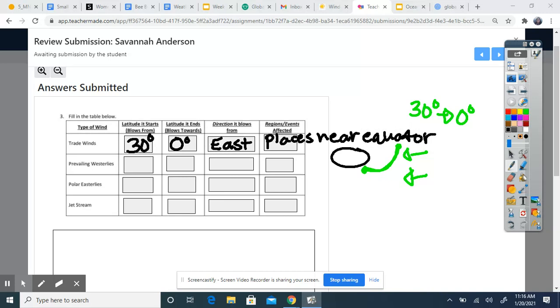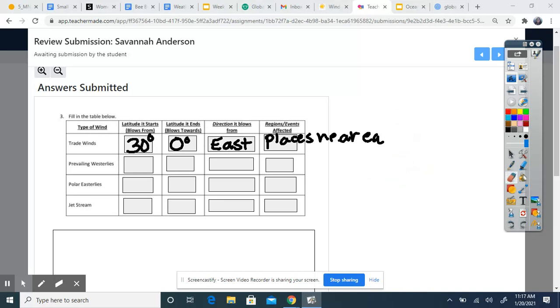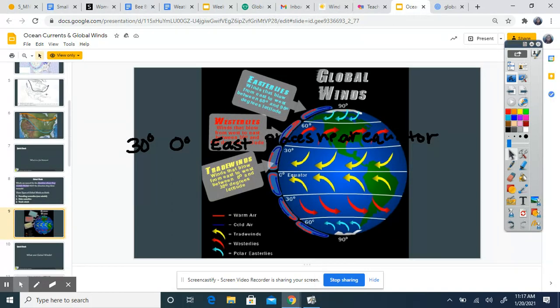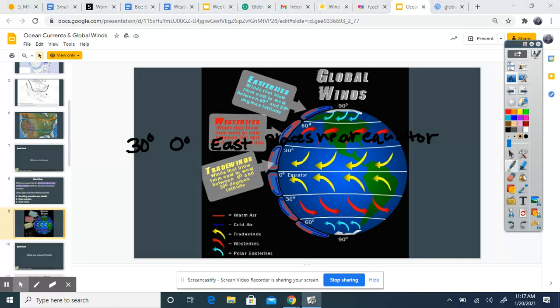And then we're going to look at prevailing westerlies. I'm going to erase this. Oh, didn't mean to erase that. But you guys should. Equator. We're going to look at prevailing westerlies. So let me go back to my chart. These are between 30 and 60 here and here.